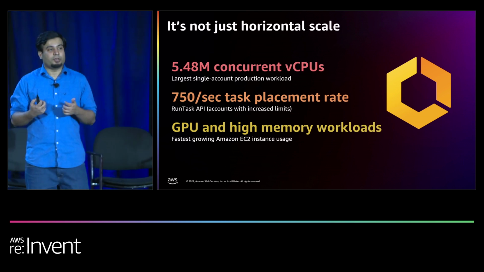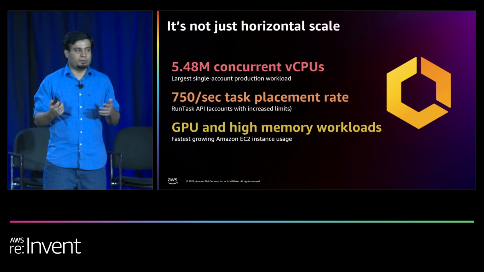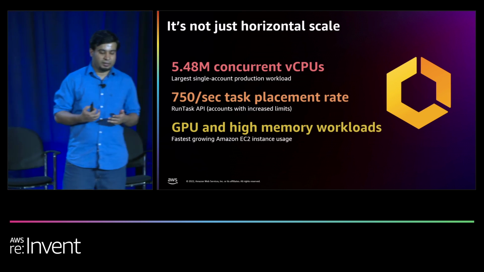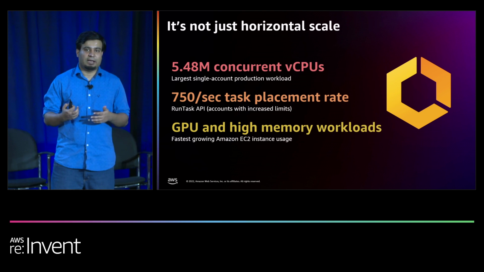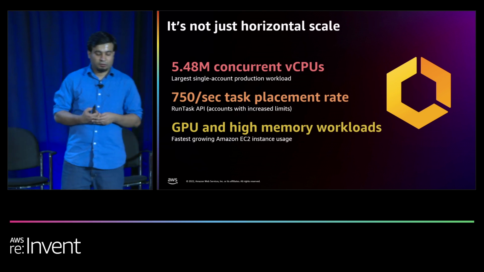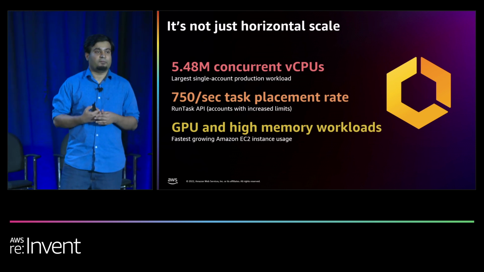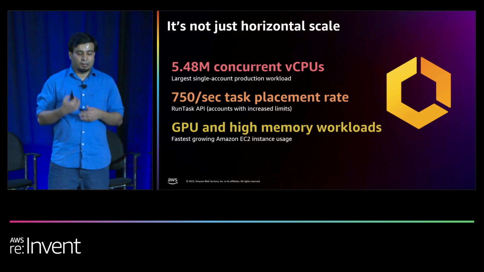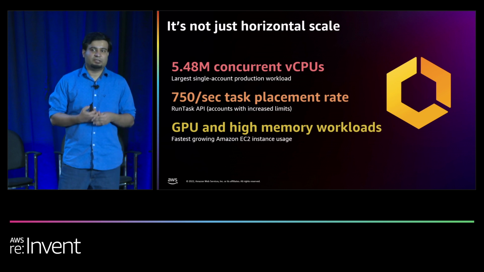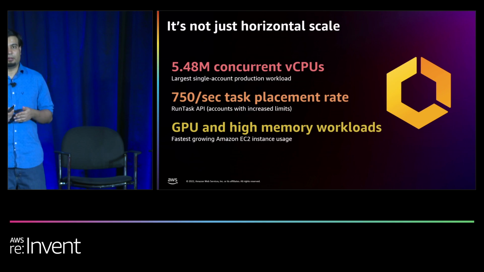Also, ECS can support up to 750 task launches per second. This is, of course, for accounts with increased limits. The default option that you have is lower, but here we want to demonstrate the massive scale at which ECS can support for you as and when you need it. Also, a vast majority of new use cases that we are seeing specifically on EC2 instances are for adoption of GPU and high memory workloads, which really tells us that customers trust ECS for large-scale, resource-intensive workloads.